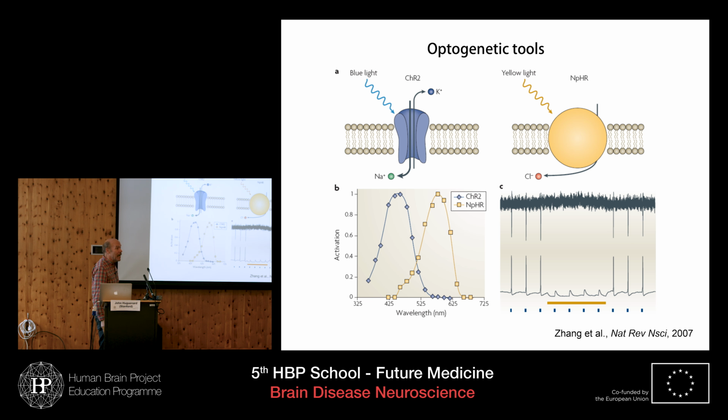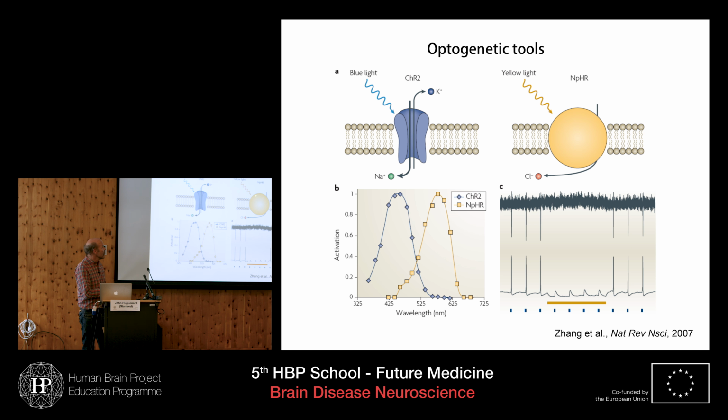So there are two main opsins that have been developed. These are the two prototype opsins. Channelrhodopsin version 2, which is still highly used, is activated by blue light. It sits in the neural membrane like an ion channel. And when it's activated by blue light, it allows sodium ions to flow in, exactly the same as a glutamate receptor. And that causes activation of neurons.